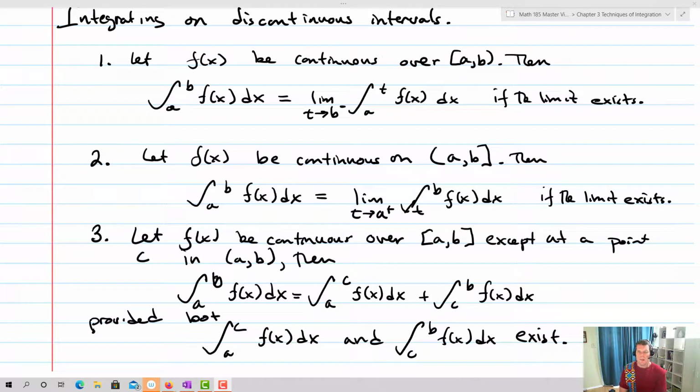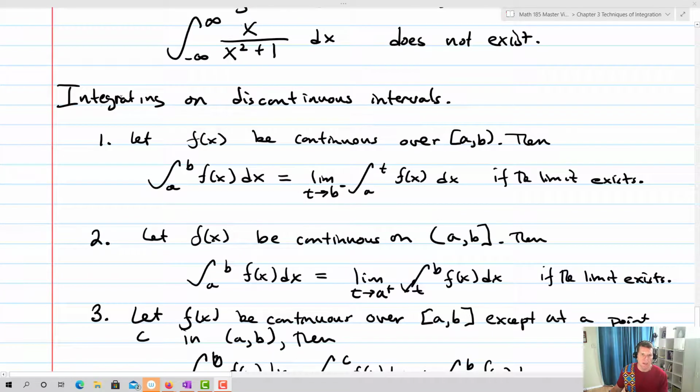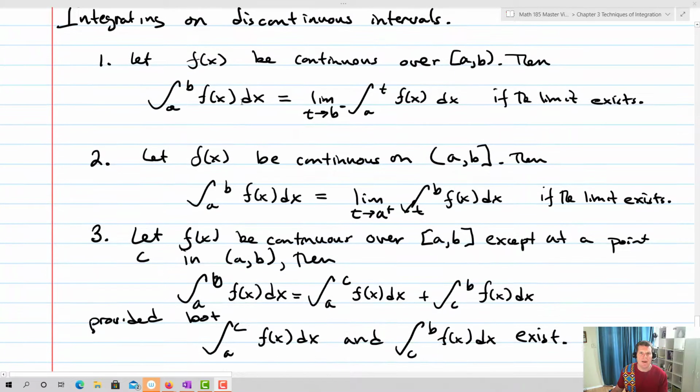Okay, so this technique that we're looking at here can actually also be utilized when we're integrating on discontinuous intervals. Meaning, what happens if we have a discontinuous function that we are looking to integrate along? Maybe, for example, we have a vertical asymptote, and that's probably the most common occurrence for this particular kind of integral. So what we're going to have is these three basic theorems.